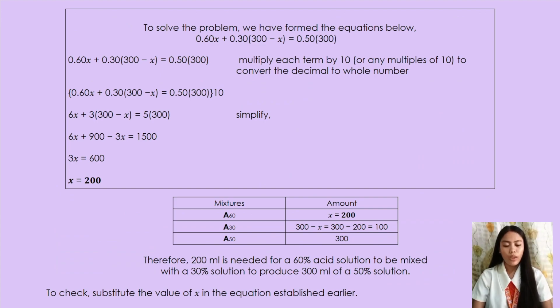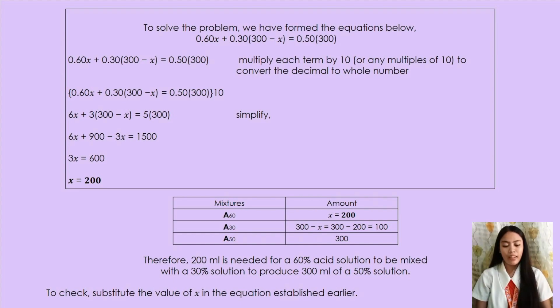To solve the problem, we have formed the equation below. 0.60x plus 0.30 times 300 minus x equals 0.50 times 300. Multiply each term by 10 or any multiple of 10 to convert the decimals to whole numbers. 6x plus 3 times 300 minus x equals 5 times 300. Then simplify: 6x plus 900 minus 3x equals 1,500. 3x equals 600, x equals 200.